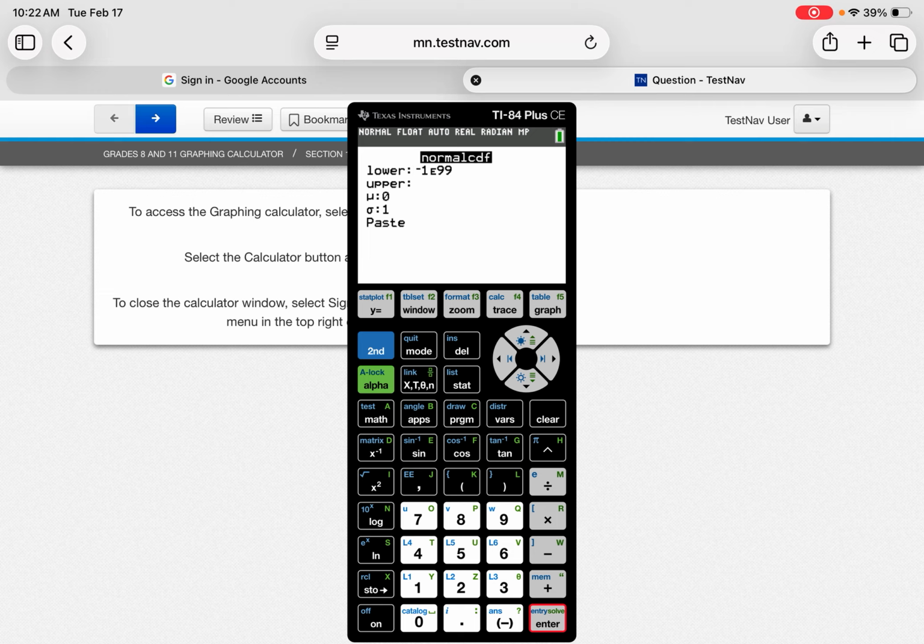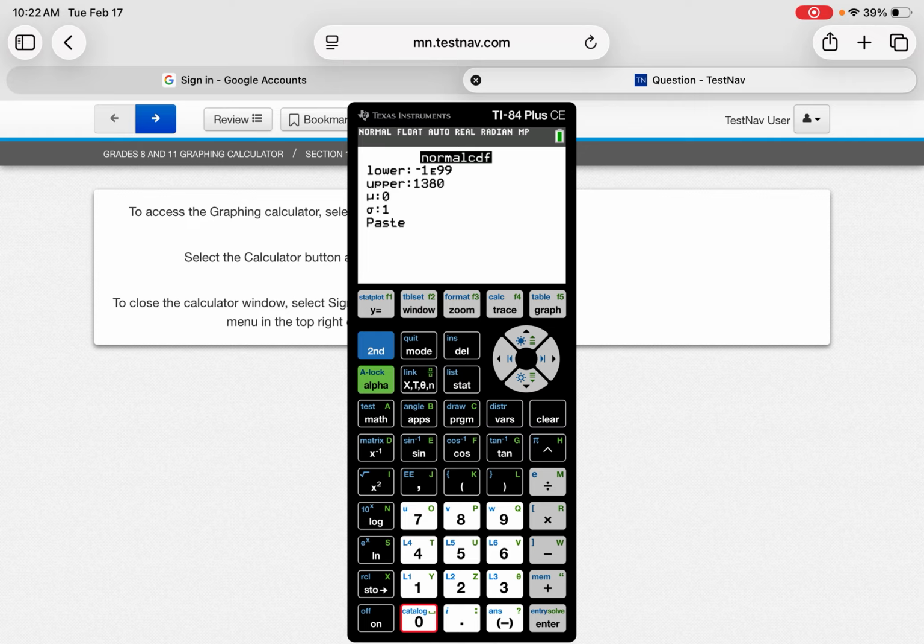It's just a super duper small number. So you can see the calculator already has something in there. It's -1 EE99, so we're just going to leave that in there. It's a really small negative number. Okay, and then our upper one is going to be what they scored.